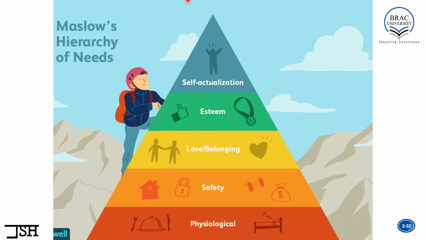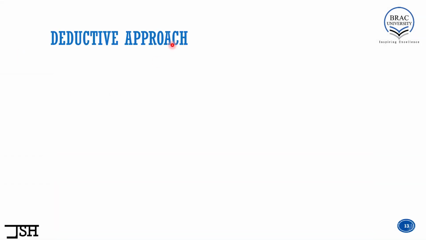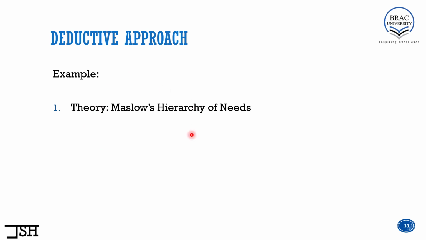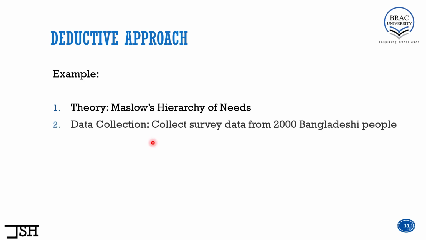Now say we are going to do research on this theory. If we are following a deductive approach, the first thing we need to do is start with this theory. What is the theory? Maslow's hierarchy of needs. So we start with this theory first, and we already have it with us, all right? Now, if you remember, the next thing we need to do is data collection. Why? To test this theory.